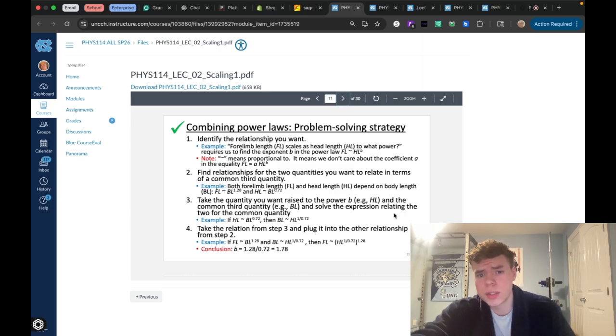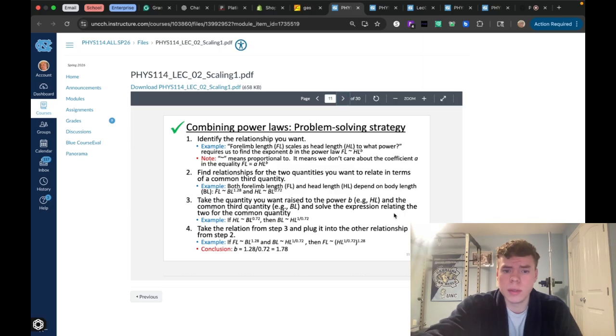Combined power laws, problem solving strategy. Identify the relationship you want. Example, forearm length requires notes.